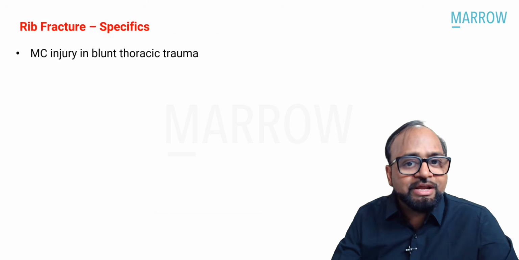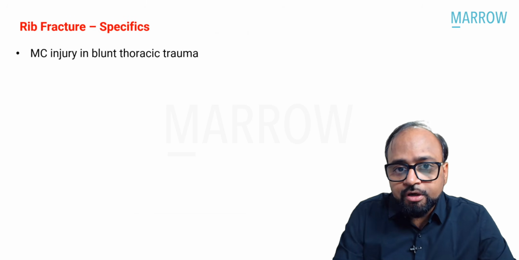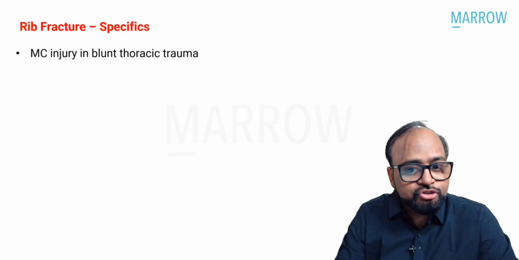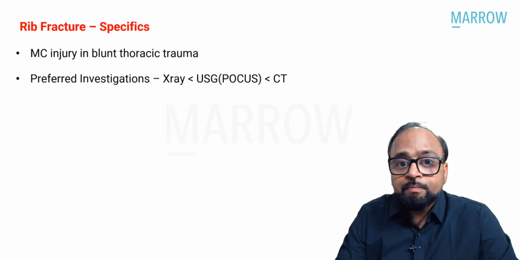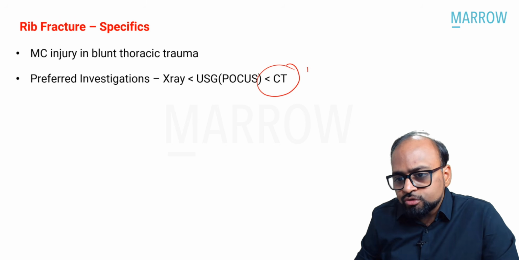Now, rib fracture specifics, maybe next time they ask you one of these clinical pointers. Remember, rib fractures are the most common injury seen in blunt thoracic trauma. Preferred investigation, they may ask you. Remember, the investigation of choice is always going to be CT, right?